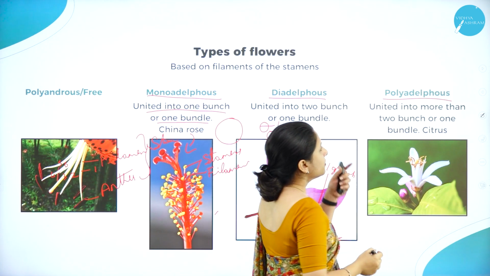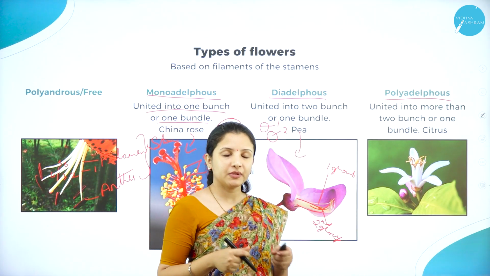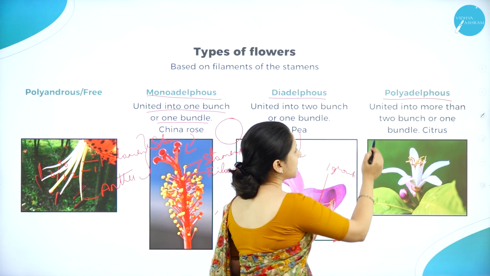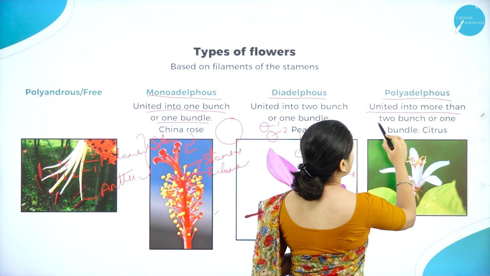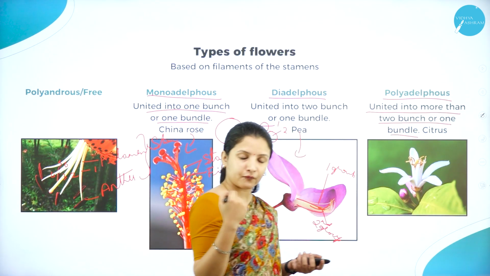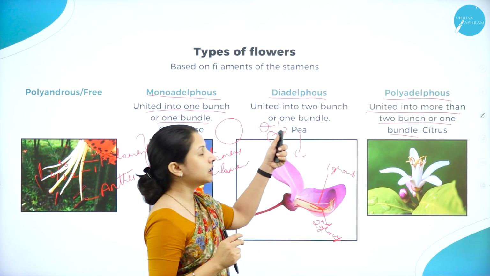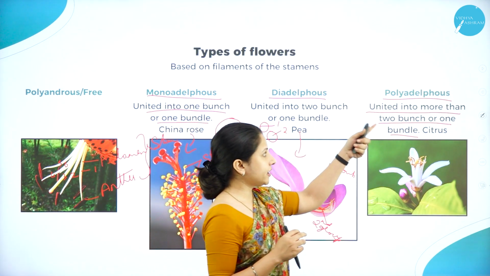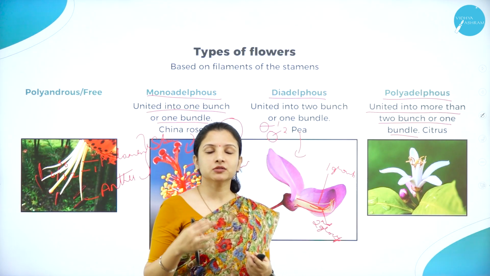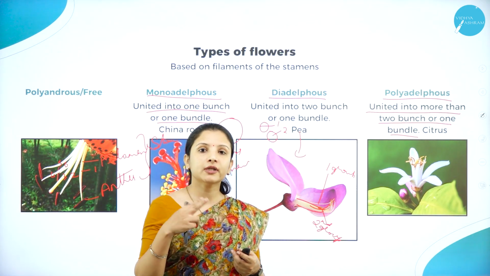Next is polyadelphous. Poly means many. So many stamens will be united in more than two bundles. If many stamens are united in two groups or two bundles, it will be diadelphous. In polyadelphous, many stamens will be united in more than two bundles.